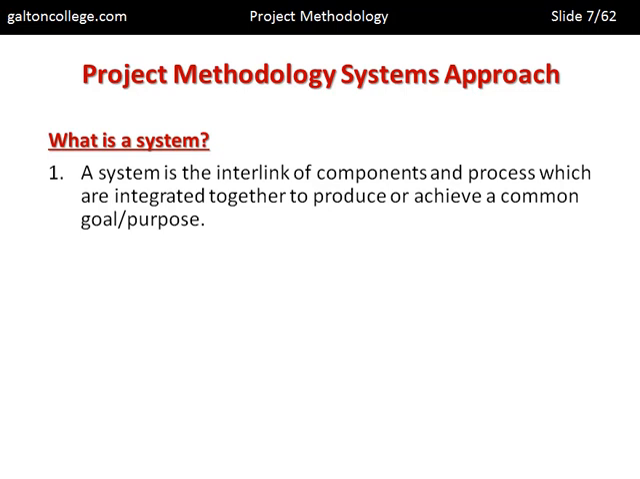So a system can be seen as an interlinkage of components and processes that are integrated. They're integrated because they're trying to achieve some particular objective, and they're trying to produce this common goal or this purpose. They're trying to achieve the output that's required by the business. So that's our understanding of a system.